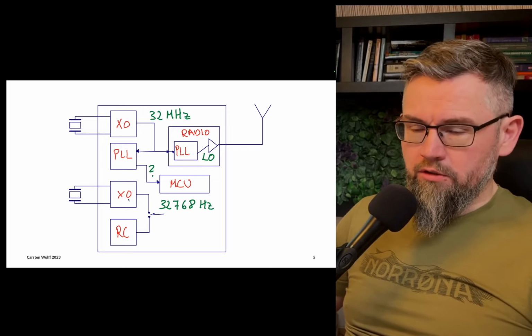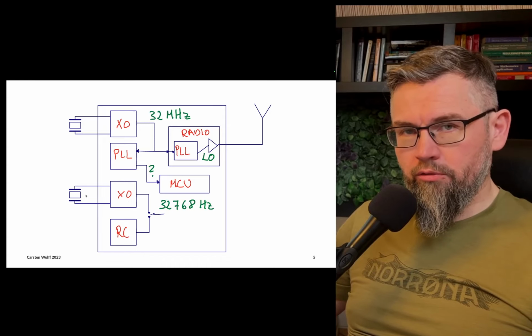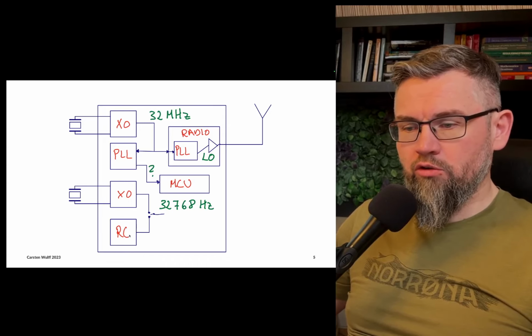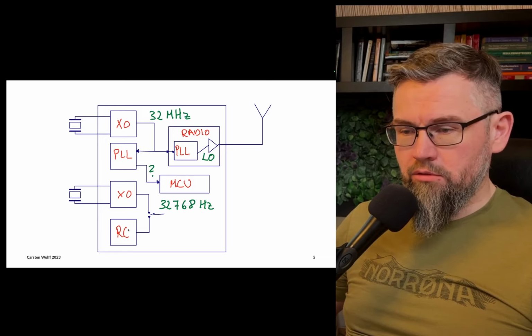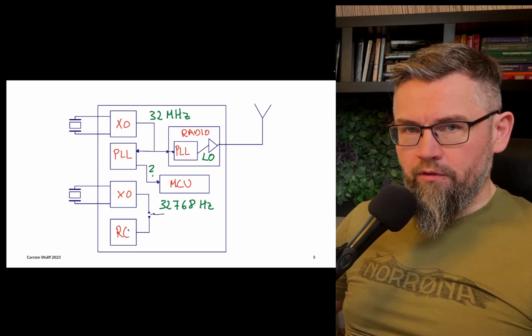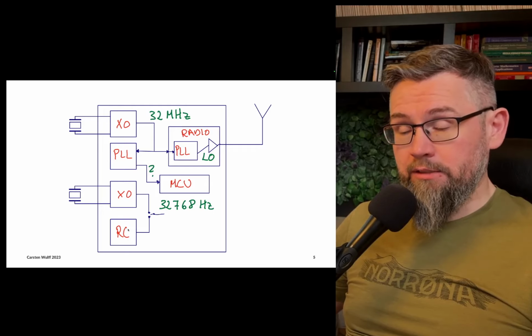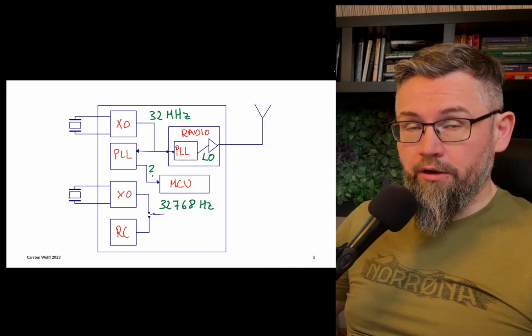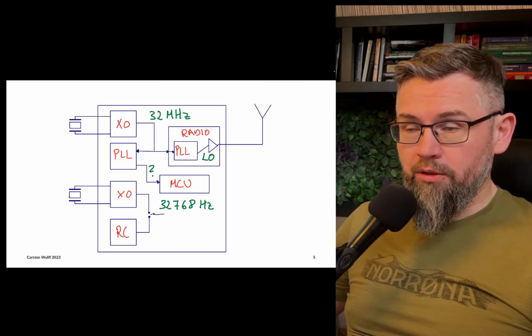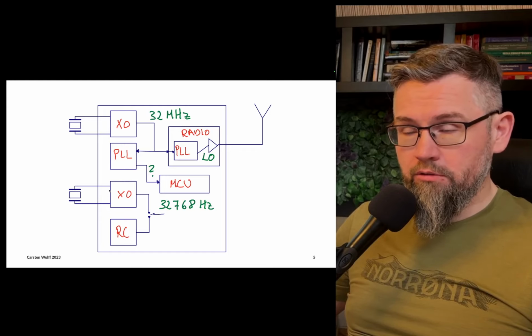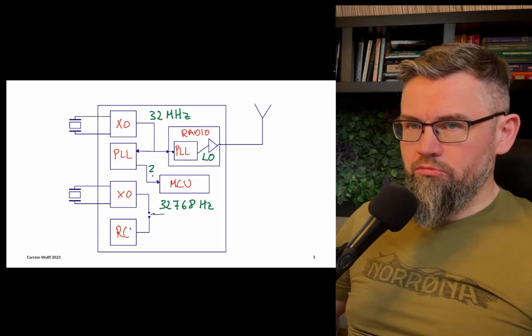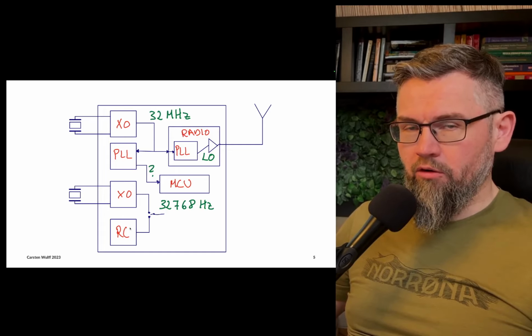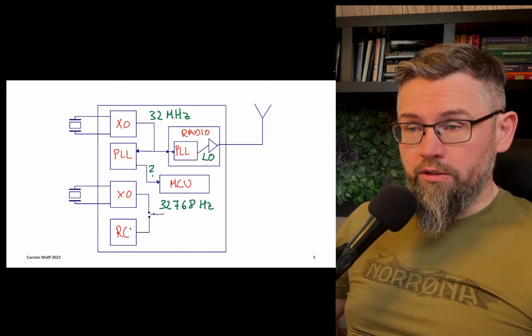Now, some customers don't want to buy the external crystal, so it is also possible to use internal oscillators based on resistors and capacitors to generate this real-time clock, but it will not be as precise because you can easily buy 30 ppm low frequency crystals, while RC oscillators, they're not that easy to get below plus minus 500 ppm, which is needed for Bluetooth.